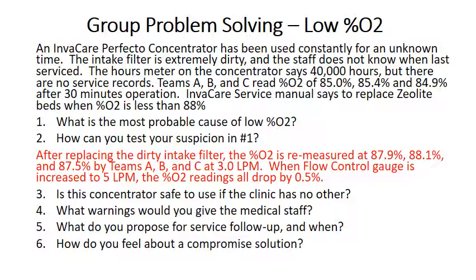Okay, we have yet another group problem solving for groups of 2 to 3. In this case, it is a case of low oxygen saturation output. And again, work on the 6 questions as a small group, leverage your collective knowledge, and then present your results to the group at large and have a class discussion.